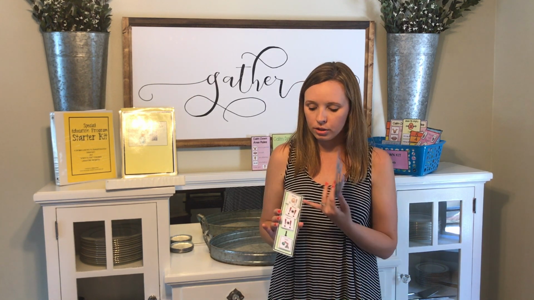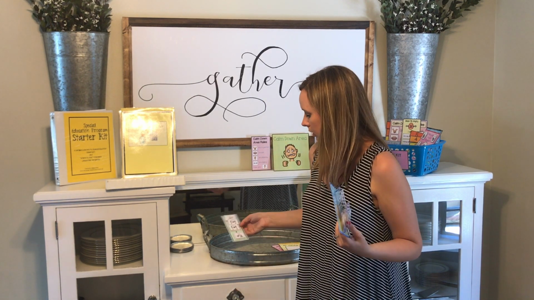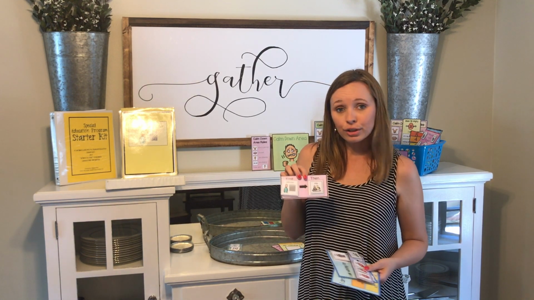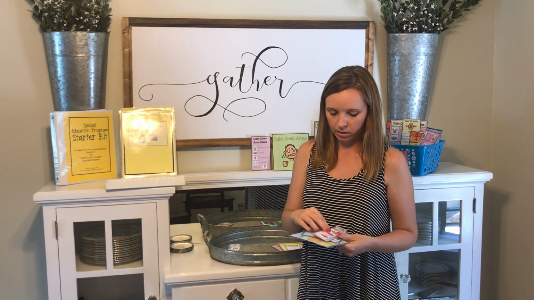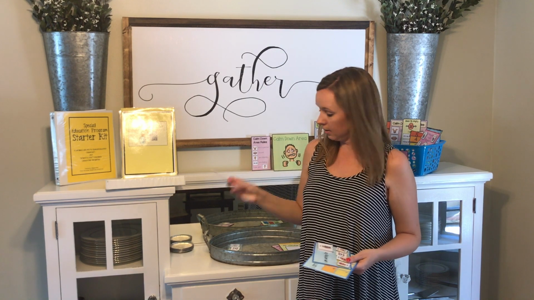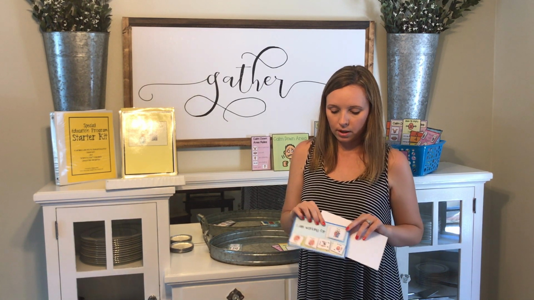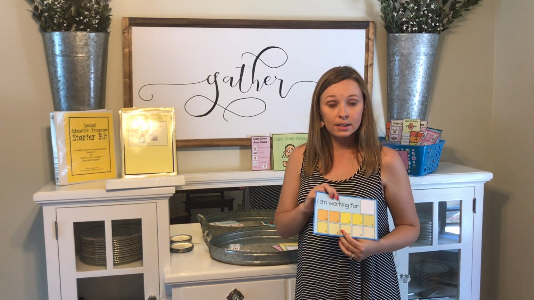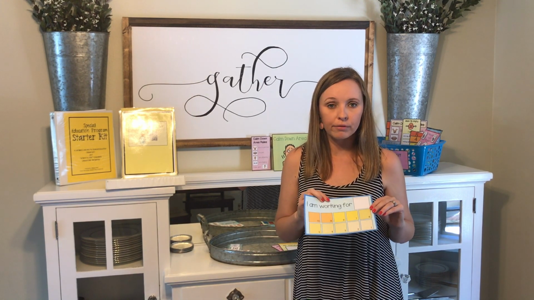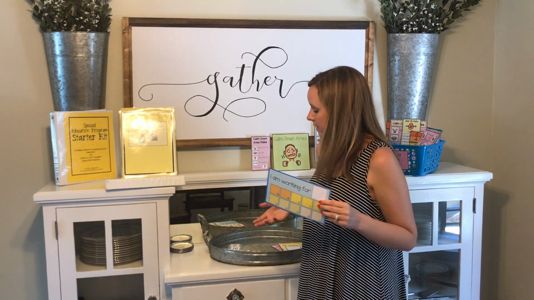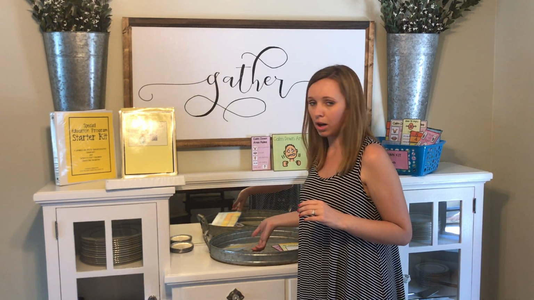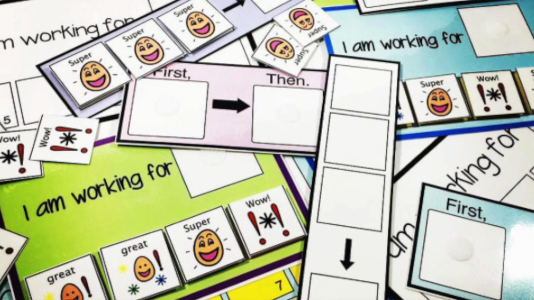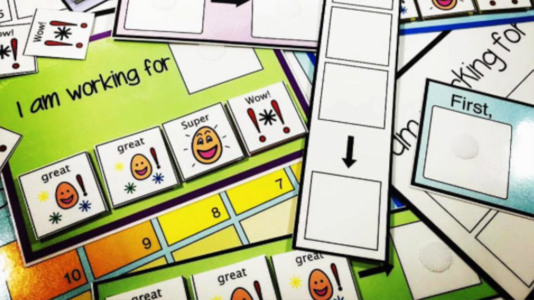I have a small one, so 3 to earn a reward, the first-then card, another one that's this way, I'm working for, and this has 4 tokens to earn your reward. This one has 10 tokens. I don't have this one Velcroed. And all of these come in black and white as well as different color options. There's a couple more. Like I said, I grabbed whatever I could grab in my classroom.